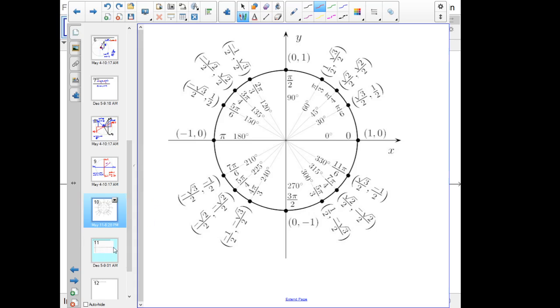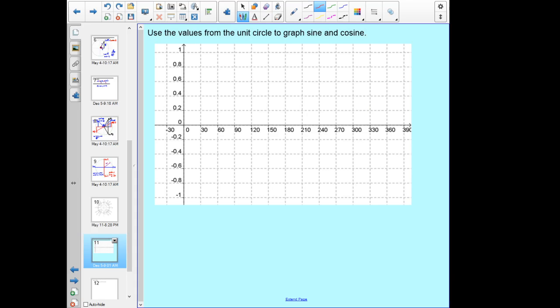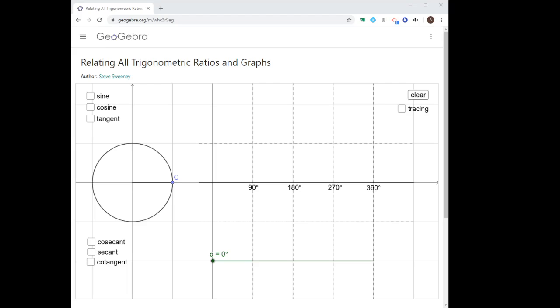We could also use our calculator for this part, which is to start to get an idea of what the graphs of sine and cosine would look like. But rather than do that, if you were doing this in class, I'd give you a template and you would do it that way. But I've actually got something that I've put together that I'd like to look at. It's using Geogebra, and so I'd like to take a look at this instead.